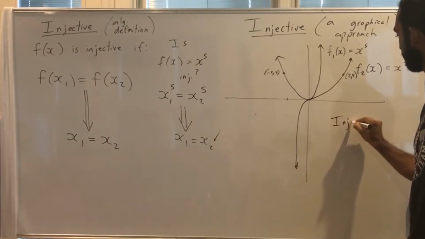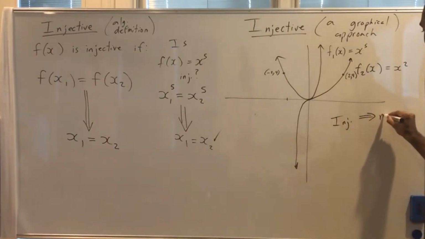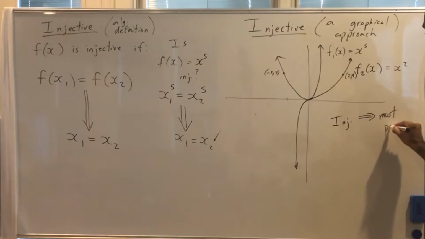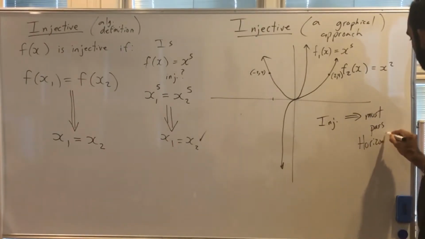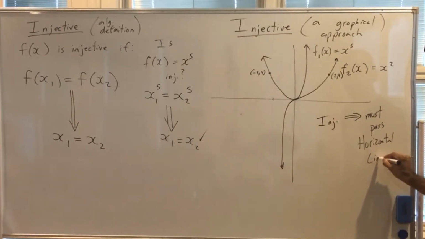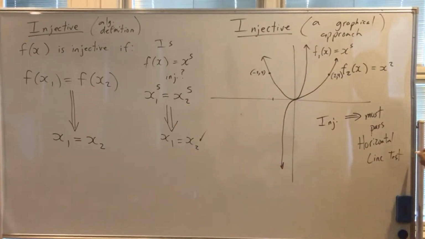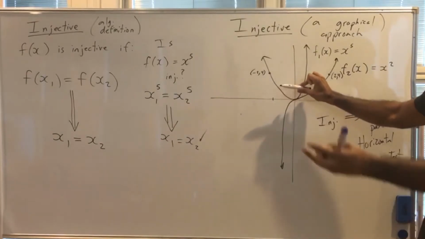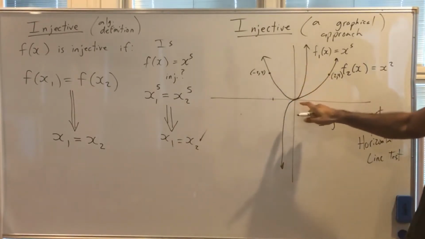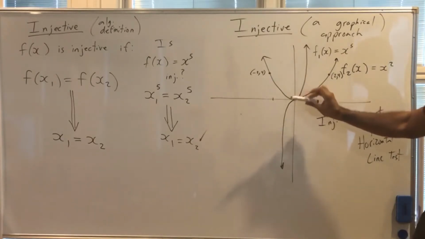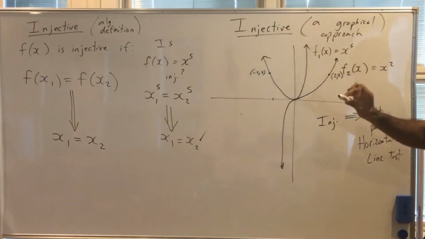So if it's injective, it must pass the horizontal line test. So if I pass a horizontal line through the parabola, then you see I'm hitting 2 points all the time, except for the vertex. That's the only time I'm hitting just 1 point. Right. Cool.